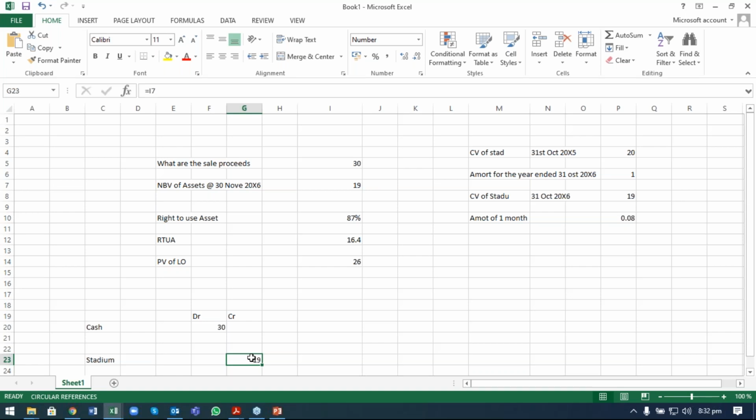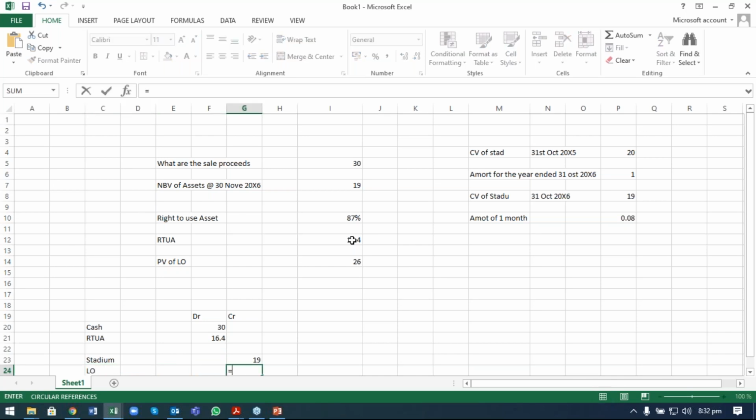Now you need to account for the lease contract. This is the sale proceeds of the contract. For the lease contract, you have to record the right to use asset, and the value of the right to use asset you have calculated as 16.4 million. And you also need to record the lease obligation.